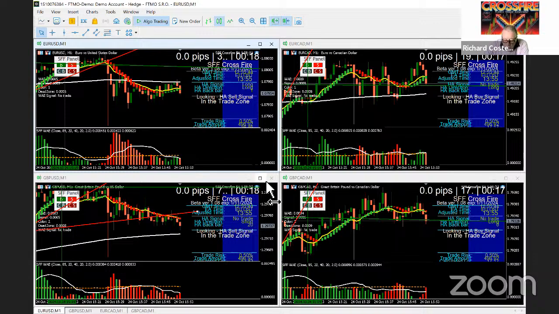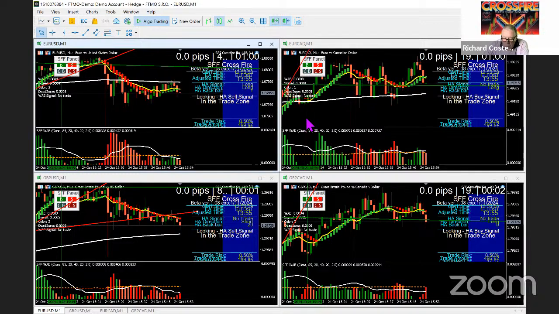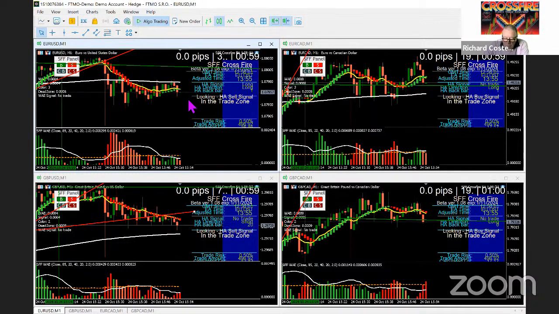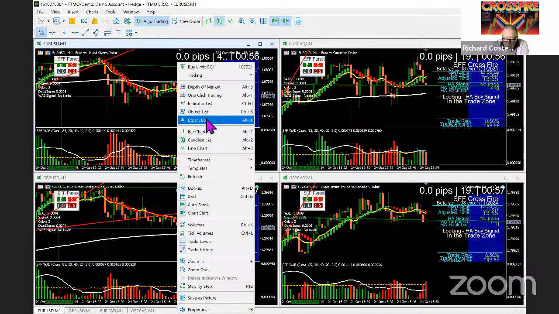We are looking for trades. We're in the trade zone, we're looking for a sell signal, we're looking for a sell, we're looking for a buy, and we're looking for a buy. So if I go back to my expert list, I'll do it on this one.